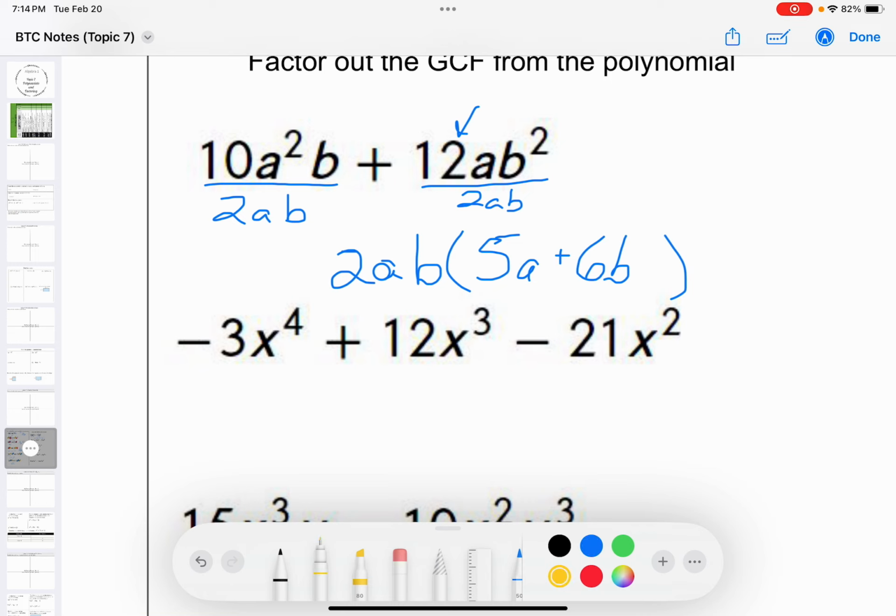Now, what we know now is that if I was to distribute this back through, we would end up with the same expression we had up here. So this is expanded form. This is factored form. And again, they are equivalent. If we factored correctly and then we distribute, we should end up back where we started.